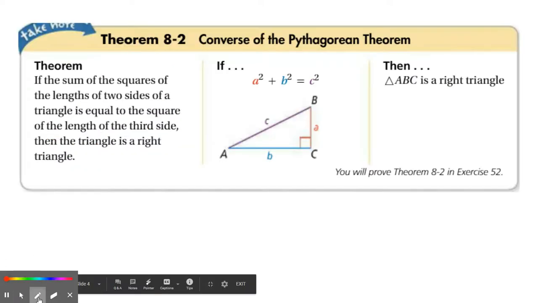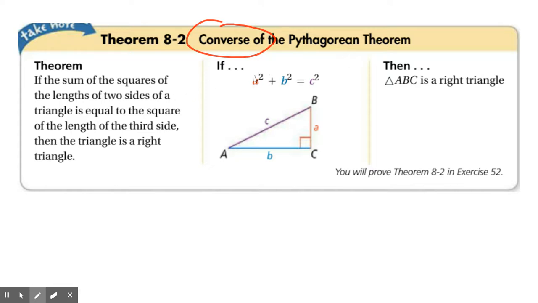All right, last but not least, the converse. So the converse is just the reverse of Pythagorean theorem. It says that if you have 3 sides of a triangle that satisfy this theorem, then you know that triangle is a right triangle. And again, make sure that the C is your longest side given.